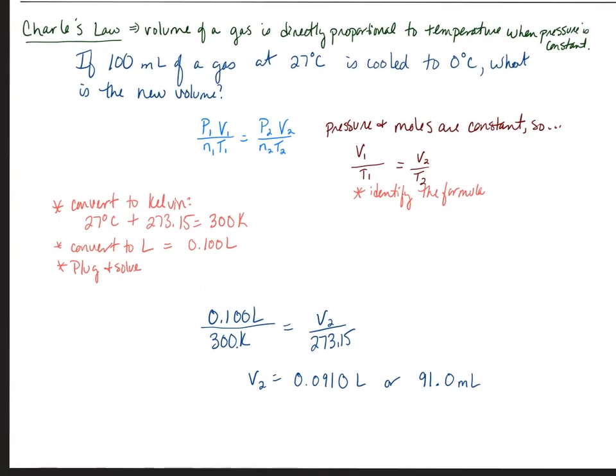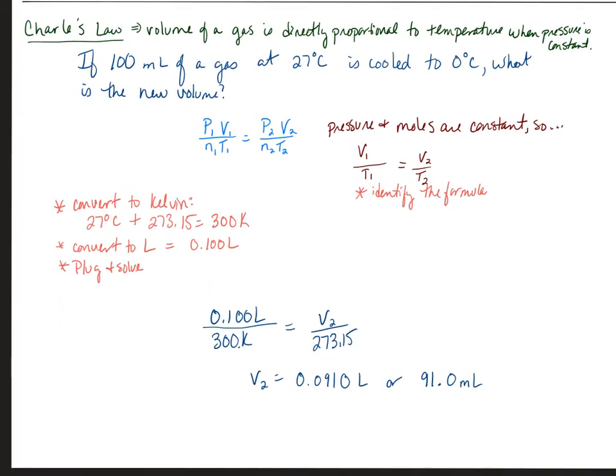In our next problem, we're going to demonstrate what Charles's law demonstrates, and that is the volume of a gas is directly proportional to temperature when pressure is constant. The number of moles is also constant, even though that's not stated outright. So let's see, the example problem is that if 100 milliliters of a gas at 27 degrees Celsius is cooled to 0 degrees Celsius, what is the new volume? So pressure and moles are not mentioned. Therefore, we assume that those are constant.